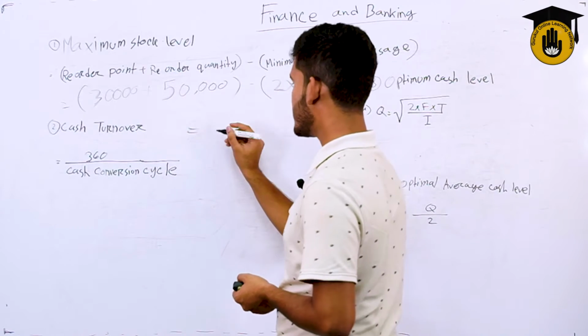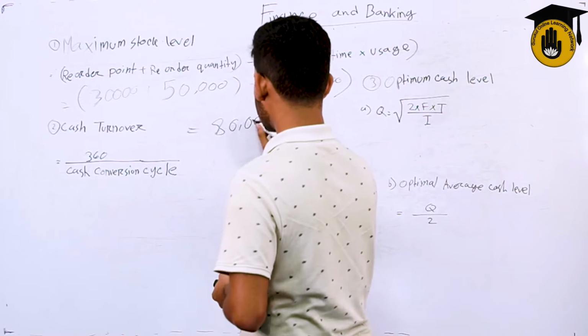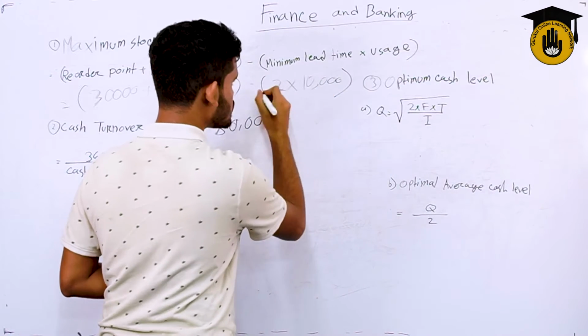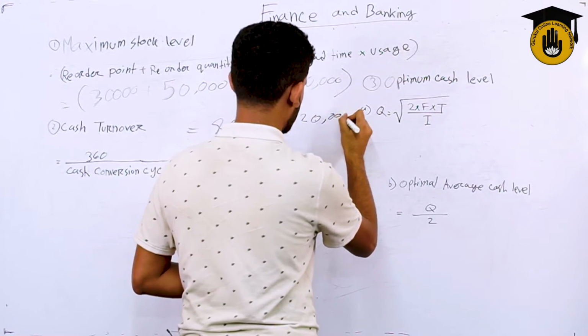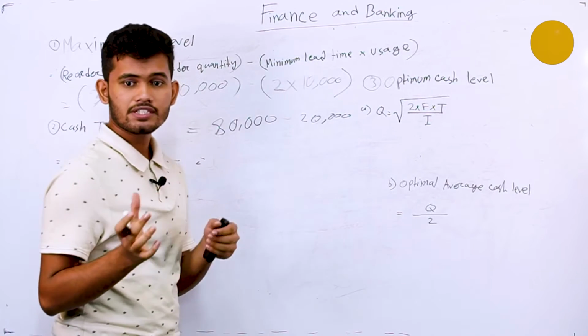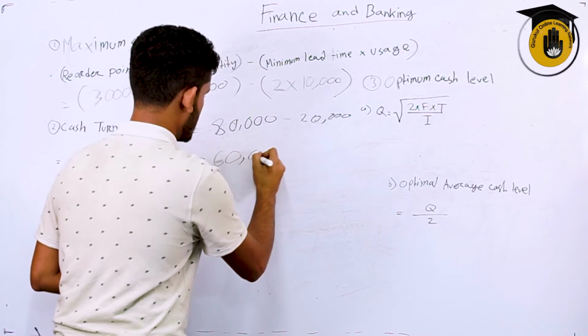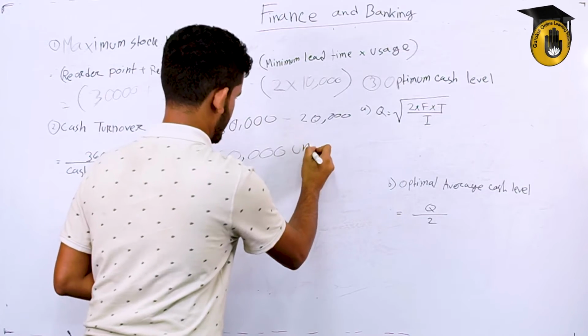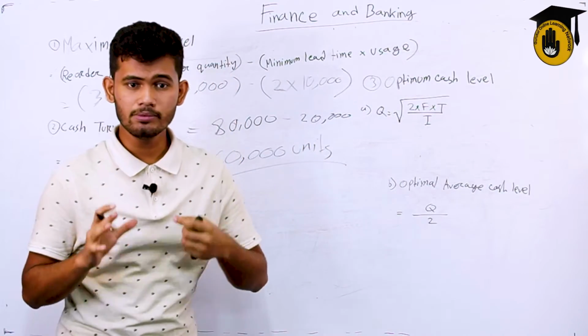30,000 plus 50,000, that would raise up to 80,000. 80,000 minus 2 into 10,000, that would be 20,000. 80,000 minus 20,000, we will get 60,000, a whopping 60,000 units. 60,000 units of minimum stock level.